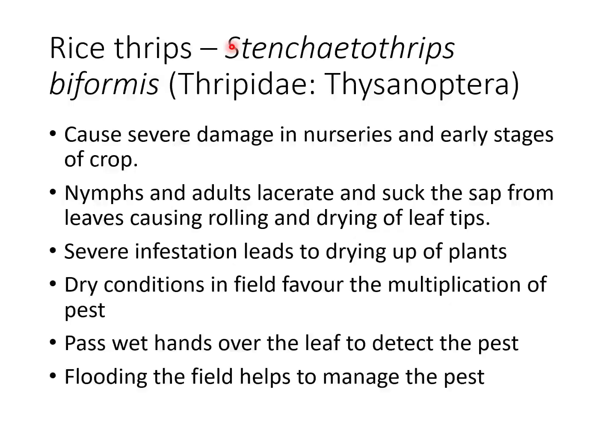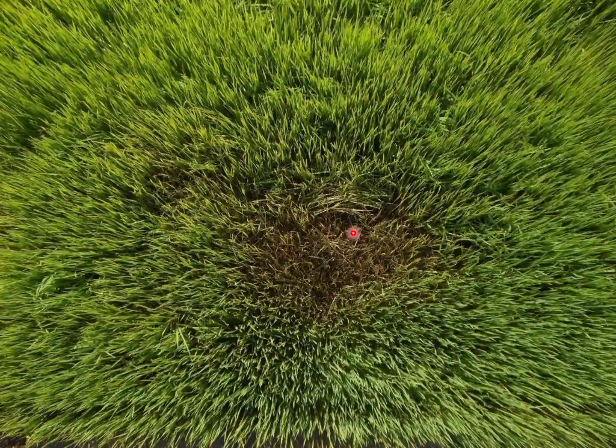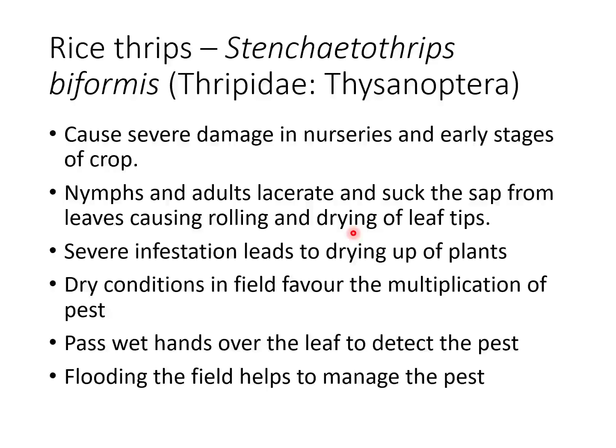And one more way to identify thrips is that you can wet your palm in the water in the field and pass your wet palm over the crop. That means if you want to identify thrips, just wet your palm in the small pool of water and pass your hand over the crop surface, and the small thrips will be attached to the moisture on your palm. So that is one way to identify the insect. Pass wet hands over the leaf to detect the pest.